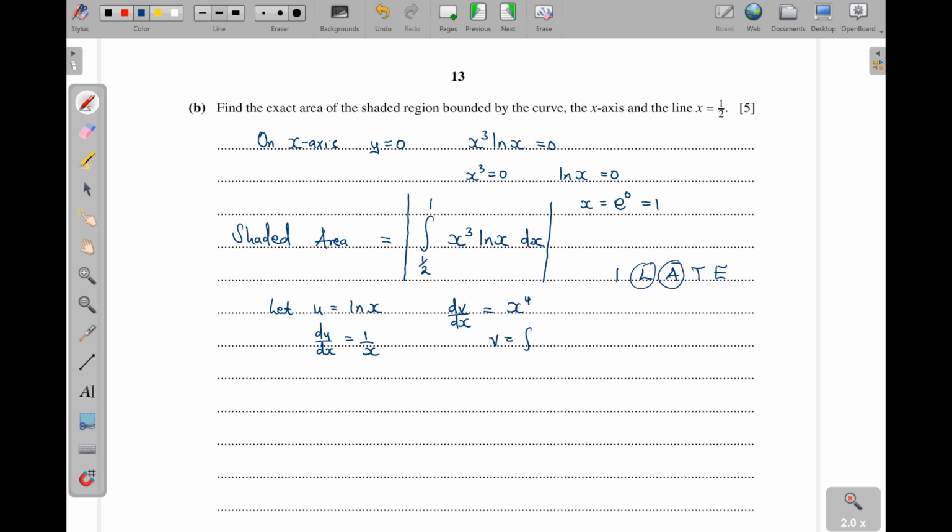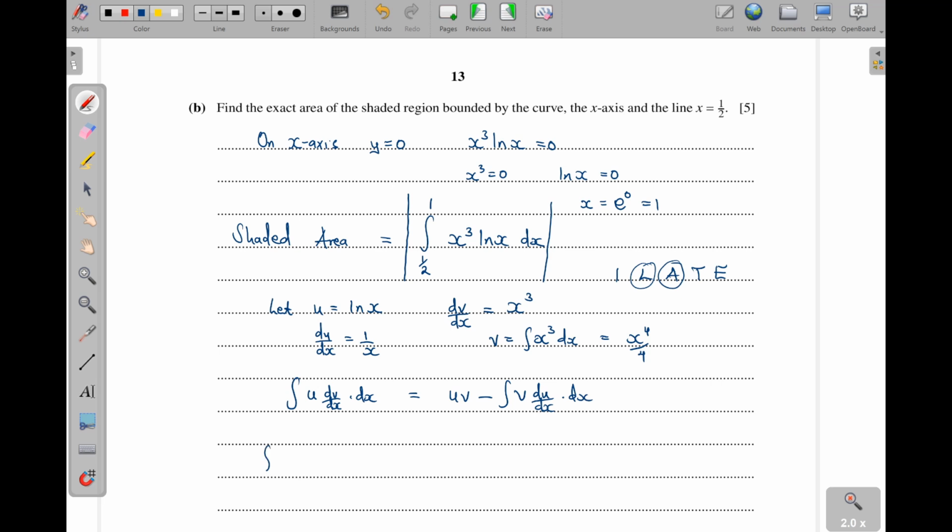Now v is going to be the integral of this one here. This one is actually x to the power 3. So you increase the power by 1, and then you divide by the new power. So this will be x to the power 4 over 4. I don't need to put plus c here. Now, integration by parts is: the integral of u times dv/dx with respect to x is equal to uv minus the integral of v times du/dx with respect to x.